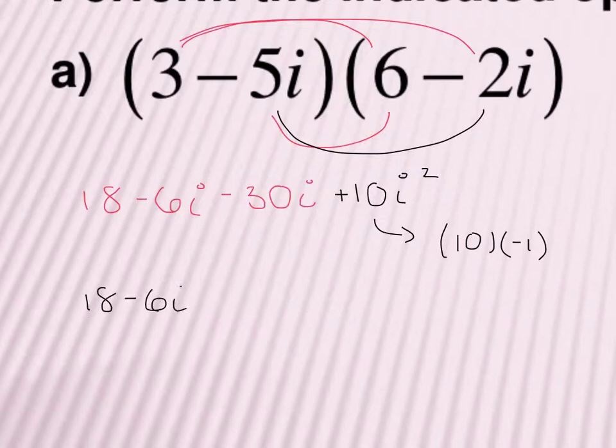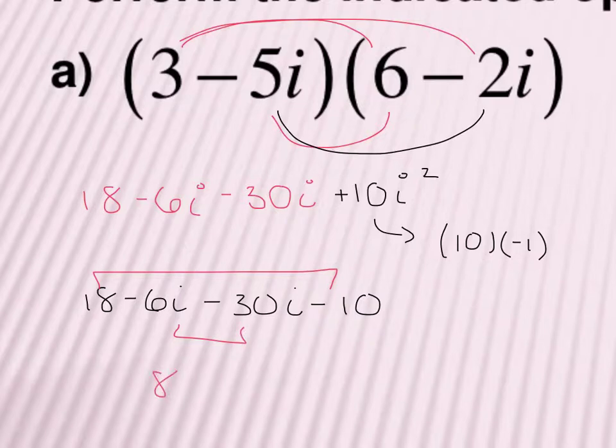Okay, so let's rewrite it. 18 minus 6i minus 30i minus 10. Now I can go ahead and combine like terms. That's going to be these two and these two. So what's 18 minus 10? Negative 6 minus 30i. Negative 36i.